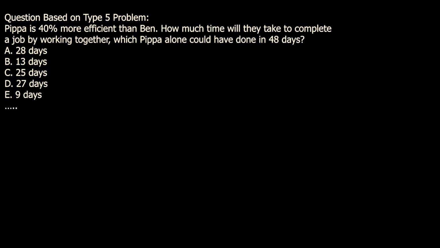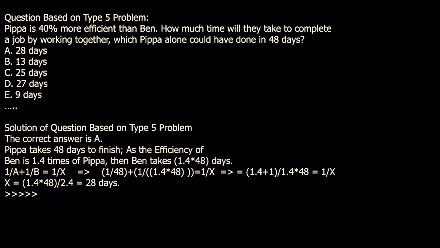Pipa is 40% more efficient than Ben. How much time will they take to complete a job working together, which Pipa alone could have done in 48 days? So in this problem there are two people, Pipa and Ben. Pipa is 40% more efficient than Ben, so definitely Pipa will finish the work faster. So Ben will take how much? 40% more than Pipa's time. If Pipa is finishing in 48 days, Ben will take 140% of 48, which is 1.4 into 48.